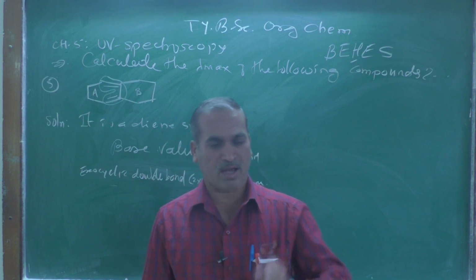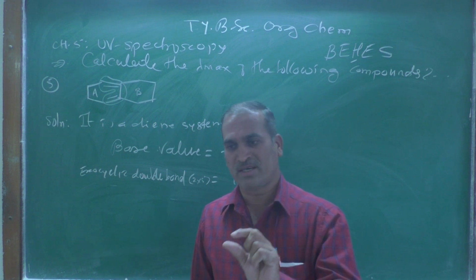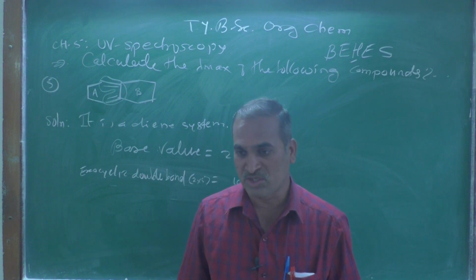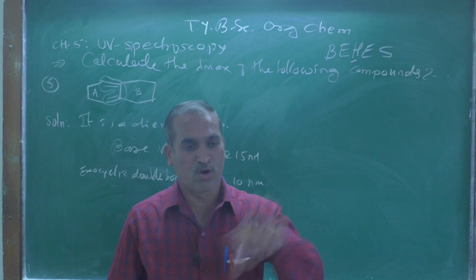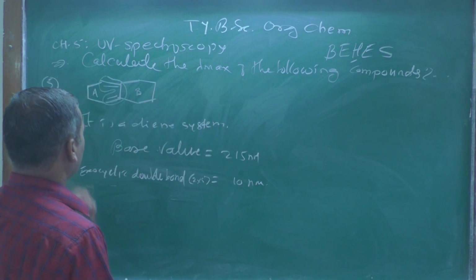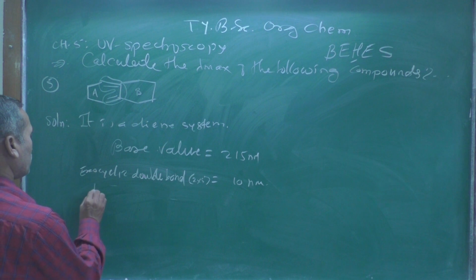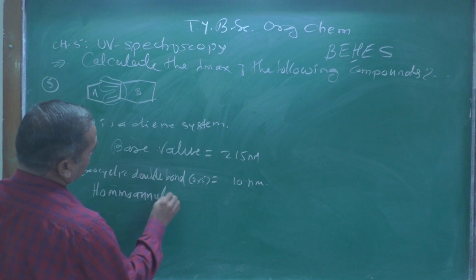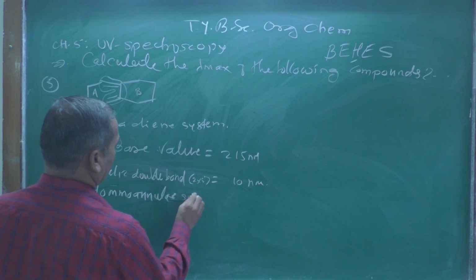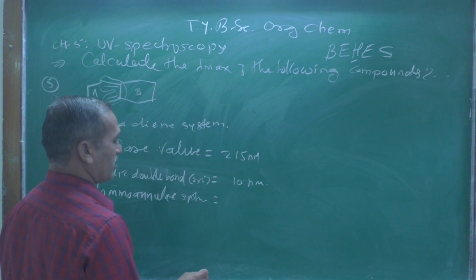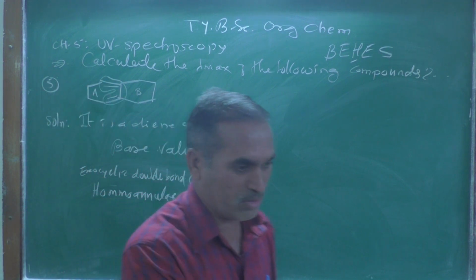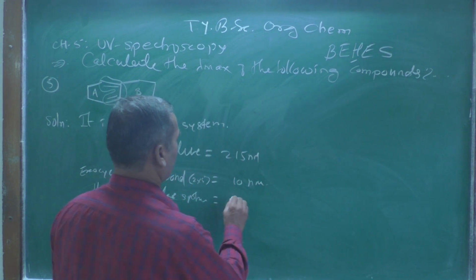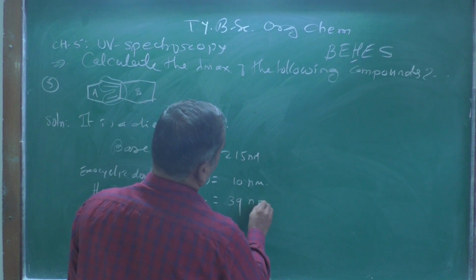If both the carbon-carbon double bonds are present in the same ring, and if they are in conjugation, that kind of system is known as a homoannular system. Therefore, a homoannular system is present, so you can write it down. If a homoannular system is present, how much to add? You should add 39 nanometer.